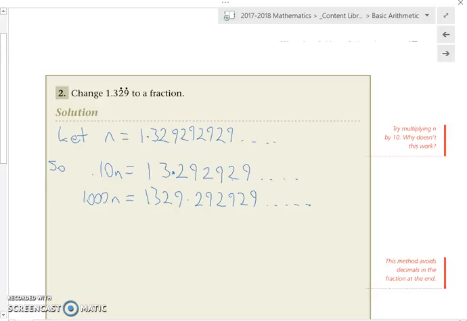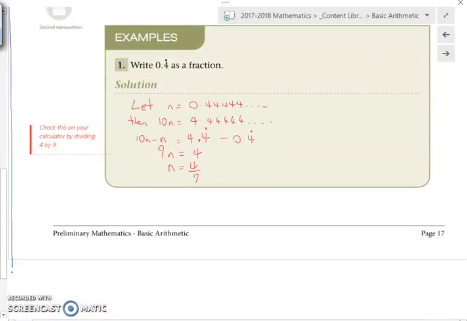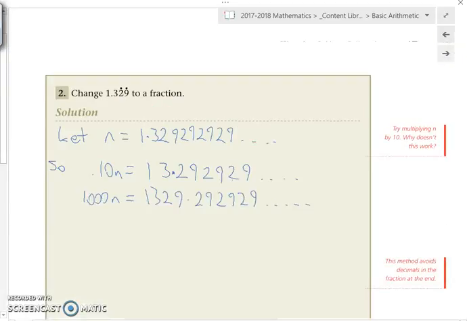Well, it does. But on the last one, I want you to pay attention to this. On the last one, we went, right, well, we can do the 10n minus the n, and that will cancel out the repeating decimals, yeah? Because you can see that beyond the decimal point, they're all exactly the same. So you minus one from the other, and you're going to cancel them out. Is that cool? Okay, but on this next one, looks slightly different. Can we do the 1,000n minus the n? No. Why not?